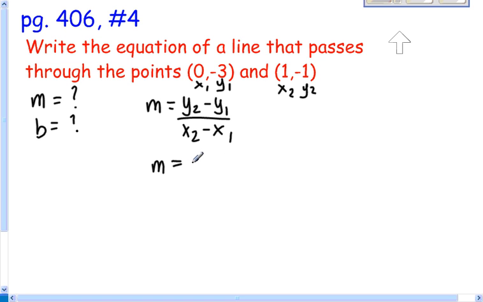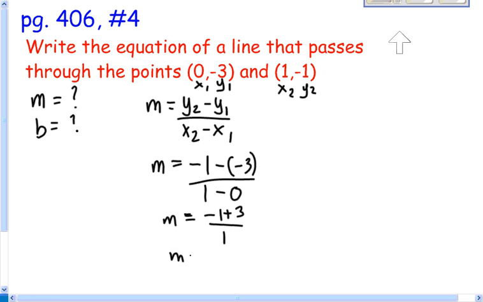So my slope formula calculation will be (-1 minus -3) over (1 minus 0). Okay, -1 minus -3, 1 minus 0. And the numerator, or the rise, will be -1 plus 3, over 1 minus 0, which is 1. And the slope becomes 2 over 1, which is just 2. So the slope of the line that they're asking us to write the equation for is 2. So I'm going to jot that down so I can recall that when it comes time to finish out the problem.